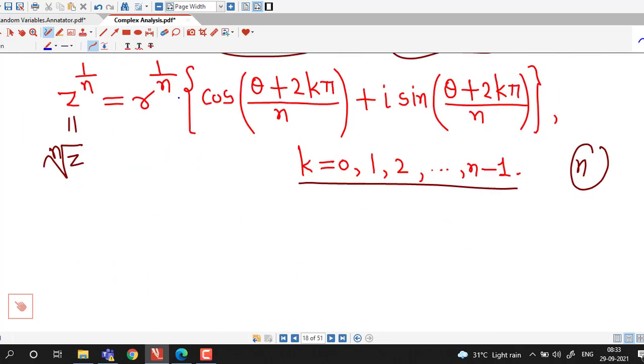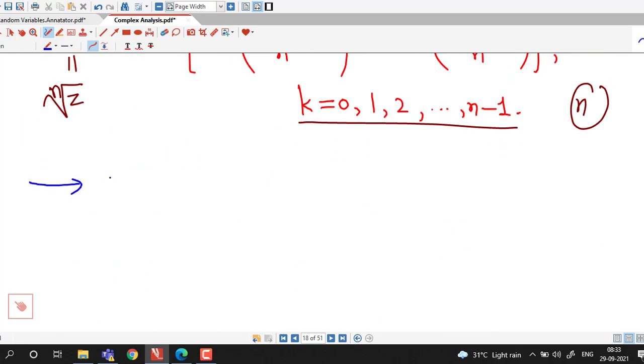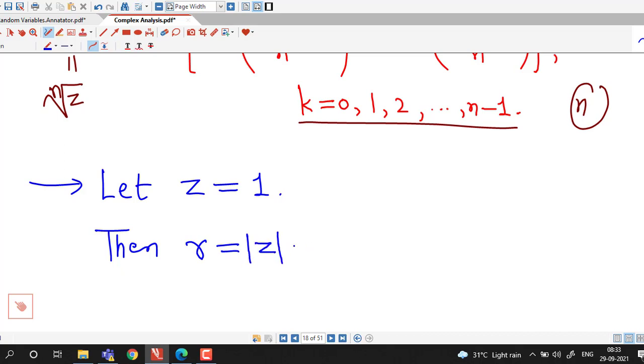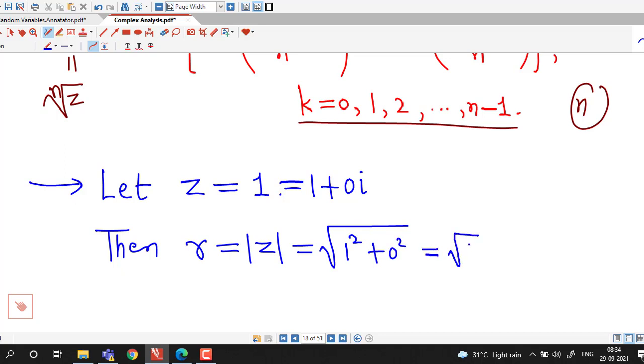For that we first denote complex number 1 by z. We consider z equal to 1. Then we know that the modulus of z is nothing but the square root of real part square plus imaginary part square. We can write 1 as 1 plus 0i. So the square of the real part plus the square of the imaginary part is nothing but 1.